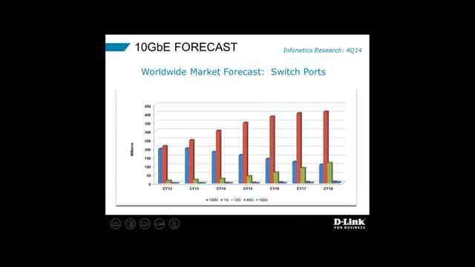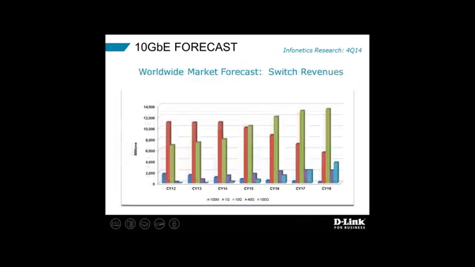And then the other two columns, the purple and the blue, are 40 gig and 100 gig, and worth paying attention to, but a little bit beyond the scope of today's presentation. Now, instead of looking at ports, this graph looks at switch revenues. And again, this is a worldwide market forecast perspective. So the column on the left, the blue column, is 100 meg, and you can see it's almost down in the noise as far as revenue contribution. And again, that makes sense.